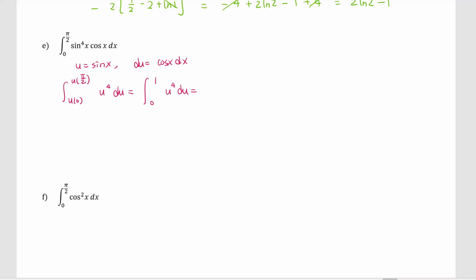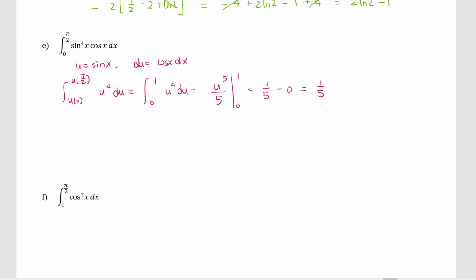Okay. So the integral of u to the 4th. Well, we add 1 to the exponent and divide by the new exponent. Evaluate from 0 to 1. So 1 over 5 minus 0. Oh, so the answer is 1 over 5. Okay. Very easy, this problem. So far, so good.